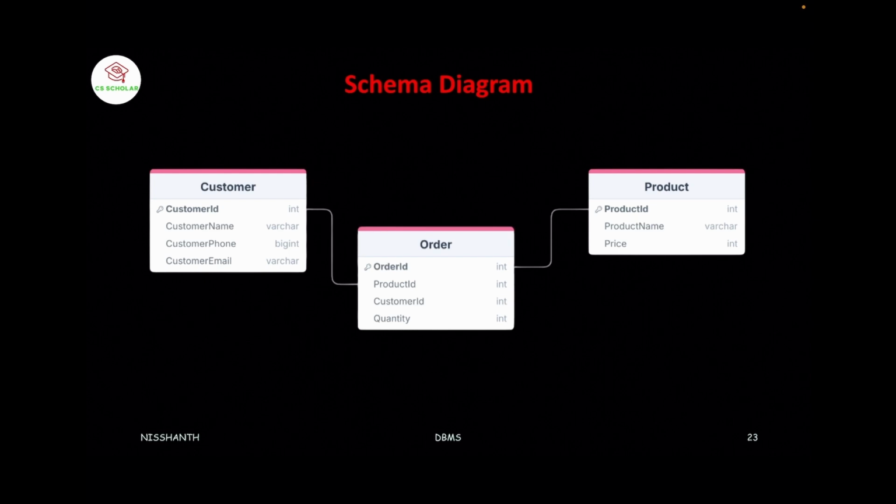As we can see, customer ID is associated with int data type. Customer name is associated with varchar. So in DBMS, string data types are specially called varchar, and other integer based entities are called int. In certain cases we call them big int. So this is a simple schema diagram.